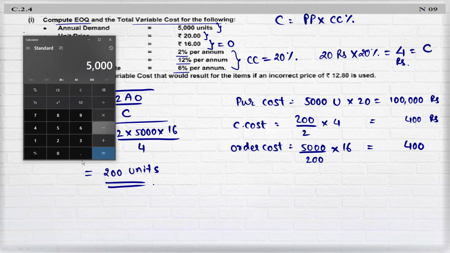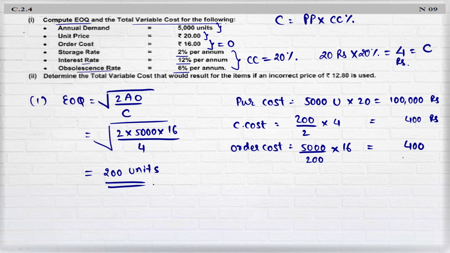Just verify whether your answer is correct or not. You have not made any mistake. This is 1,800,000. Sir, then what is difficult? It is not difficult, but they are asking a weird question.